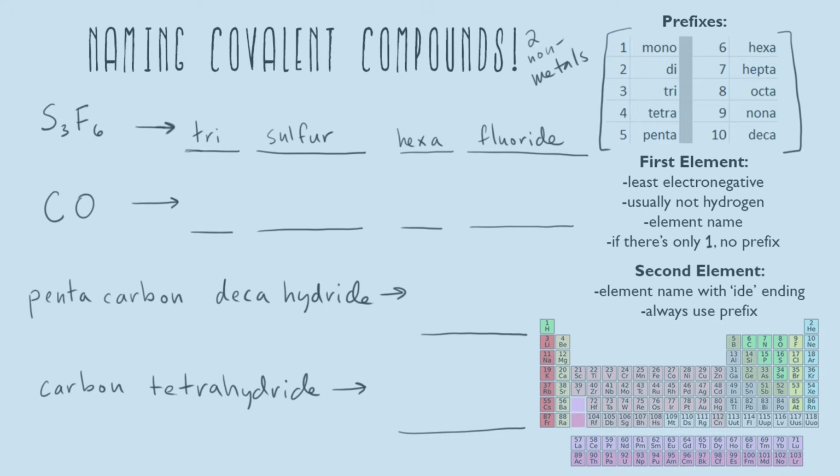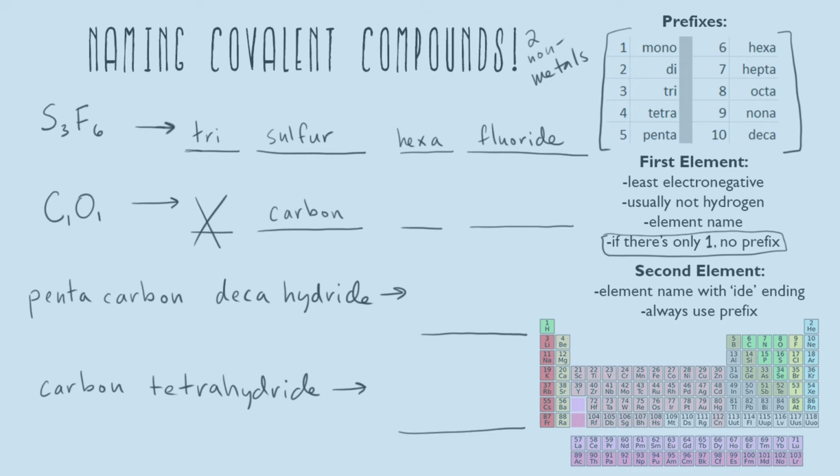All right, and so next we have CO. If there's no numbers, that means it's secretly 1 for both of them. And so now we're going to run into this rule, which is that if there's only 1 in the first element, we just ignore the prefix. So even though we could use it, we're not going to, that's how the rules work. And so then we just name it regularly after that. So our first element is just going to be an element name, that's carbon.